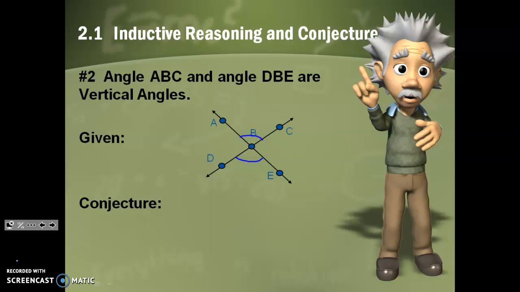So what kind of conjecture could we make? What do we know about vertical angles? Go ahead and pause, think about it for a second, see if you can recall a little bit from chapter 1. From chapter 1, we talked about vertical angles. Their measurements are going to be equal to each other. The angles are congruent to each other. So I think we wrote here that angle ABC is congruent to angle DBE, because that's what we know about vertical angles. So that's a true conjecture we can make there.